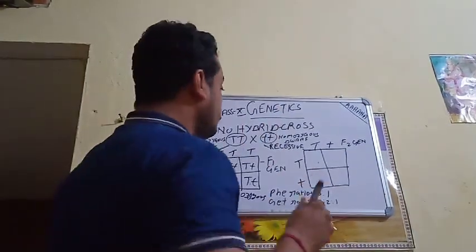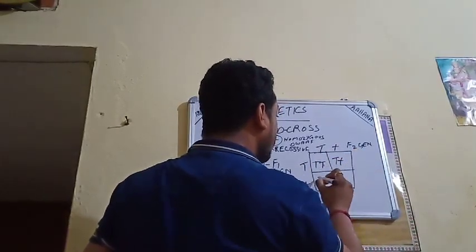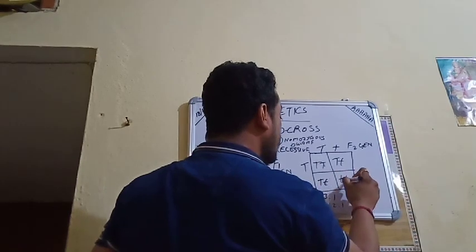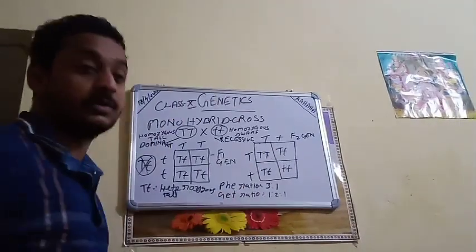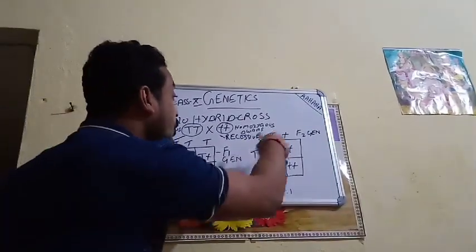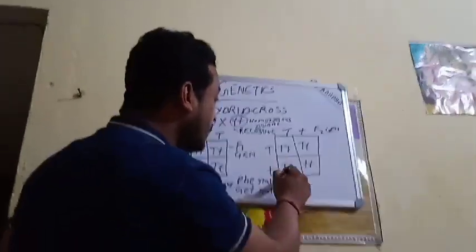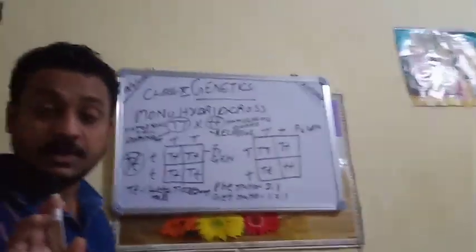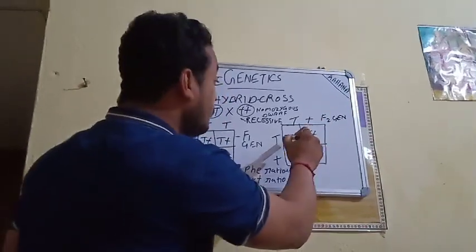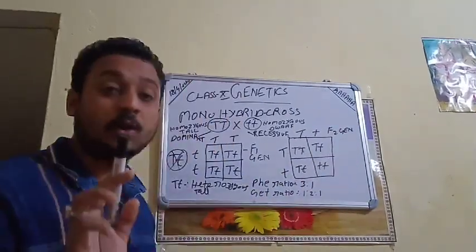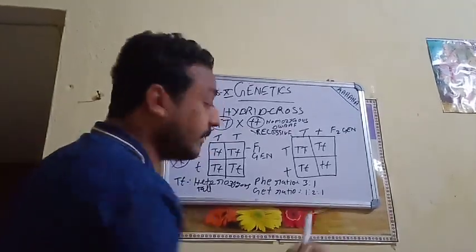Capital T capital T, capital T small t, capital T small t, small t small t. Now, this is completely different from the F1 generation, because in the F2 generation we have crossed the progenies. So what happened here? The progenies formed will be 3 tall and 1 dwarf phenotype. Now we will be talking about the ratio, phenotypic ratio and genotypic ratio.